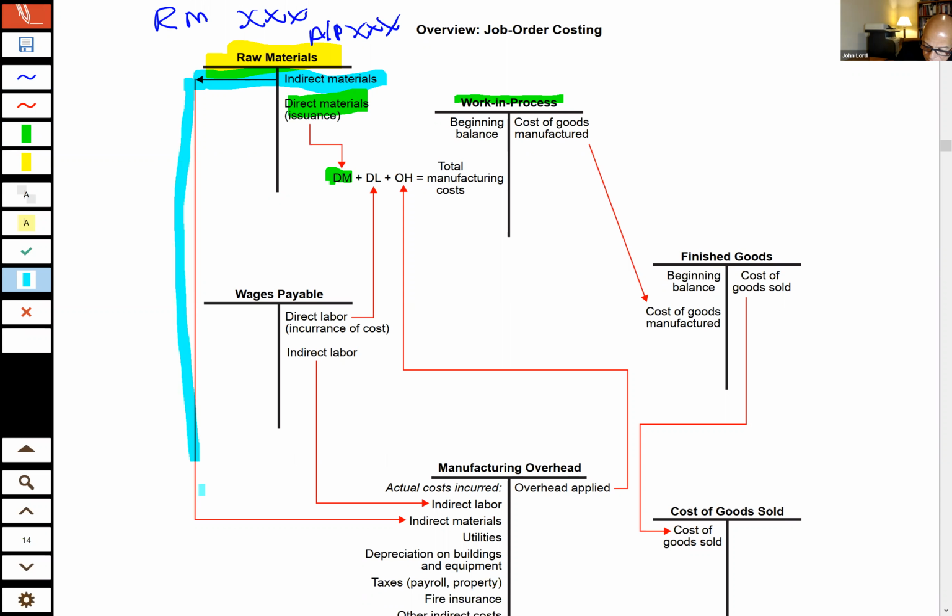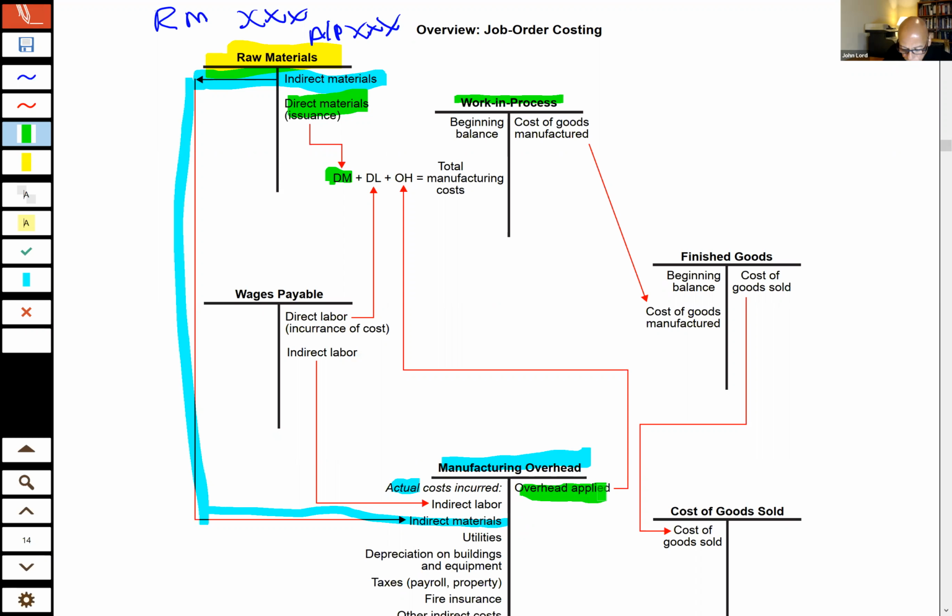Okay, and you just follow this line down, and we will debit manufacturing overhead, because remember, we can't trace indirect materials directly to the work in progress. So we're going to put that into our manufacturing overhead account. Okay, and we put it on the actual side. We will apply it to jobs by crediting that using that predetermined overhead rate.